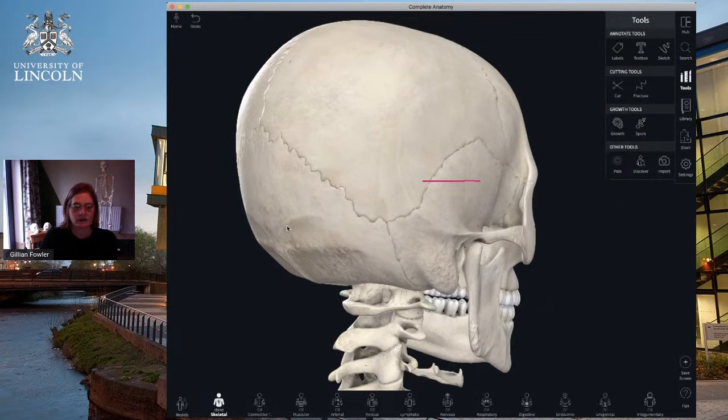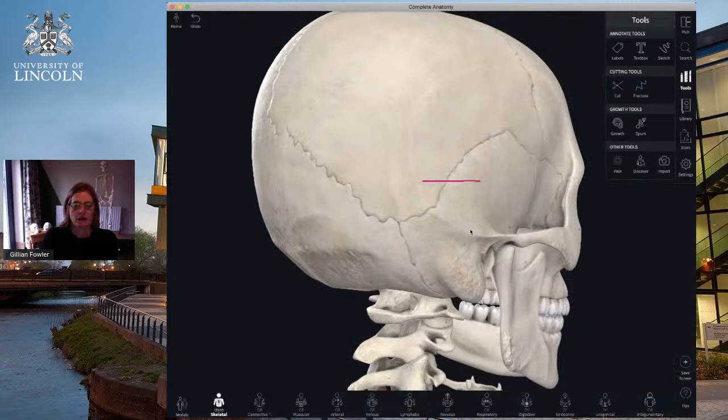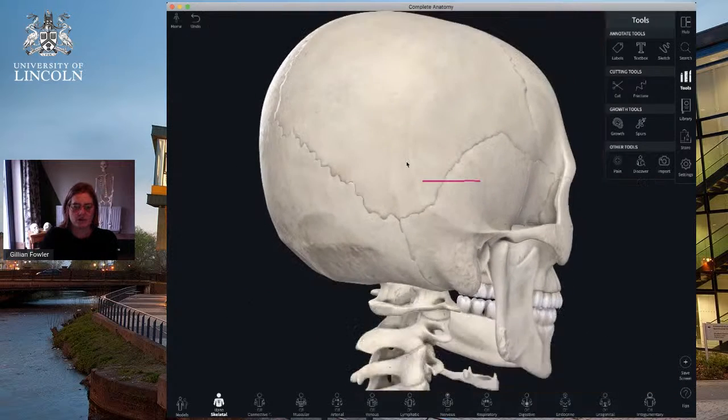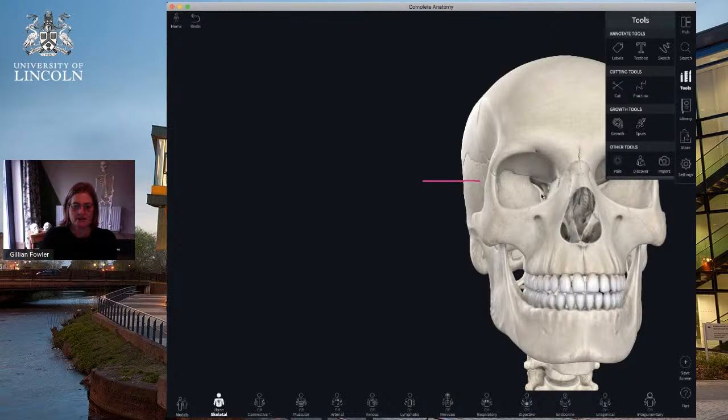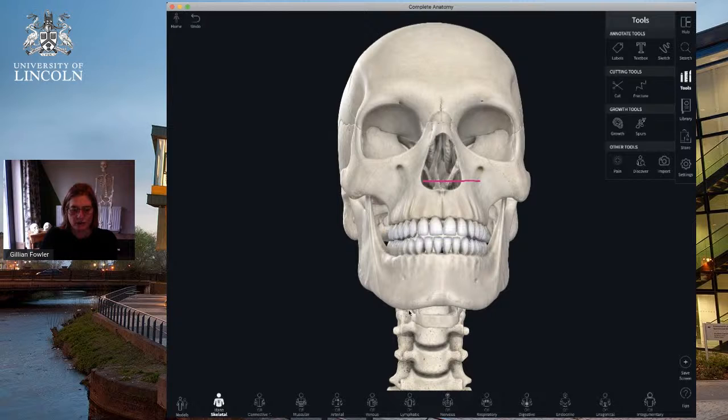Okay, and again, one of the other parts that we want to have a look at is the chin. Okay, so the chin is here, and we can see there's a little bump in the middle of the chin.